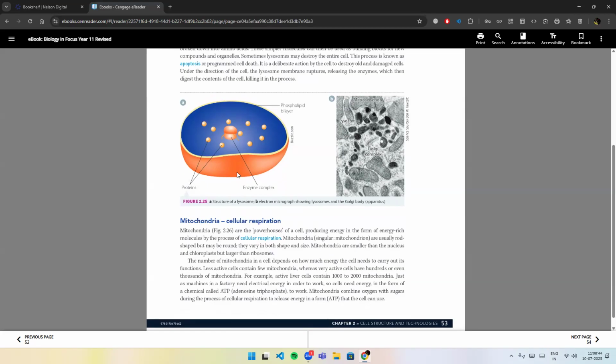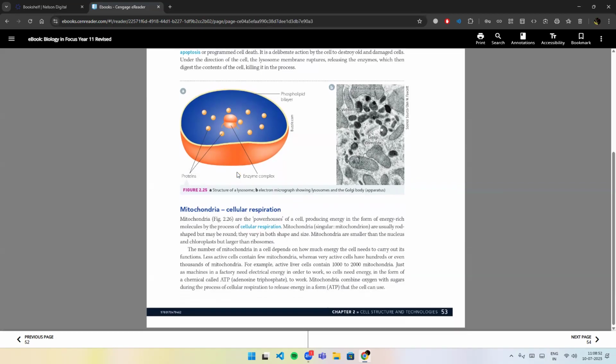Mitochondria, cellular respiration. Mitochondria are the powerhouses of a cell, producing energy in the form of energy-rich molecules by the process of cellular respiration. Mitochondria are usually rod-shaped but may be round; they vary in both shape and size. Mitochondria are smaller than the nucleus and chloroplast but larger than ribosomes.